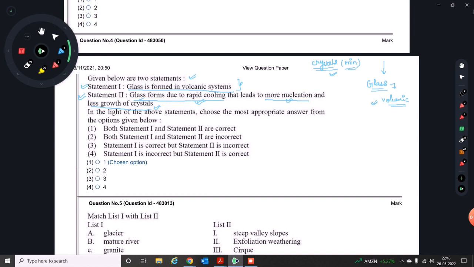When you have a slow cooling system, there will be less nucleation but more growth of crystals. The crystals will grow much bigger in size. That is why we have larger grains when you have more time to cool the magma down. But with rapid cooling you have very fine grains. You don't have more time to cool, so there is very little growth of crystals and very fine grains can be expected. So statement 1 and statement 2 both are correct. So the first option will be right.